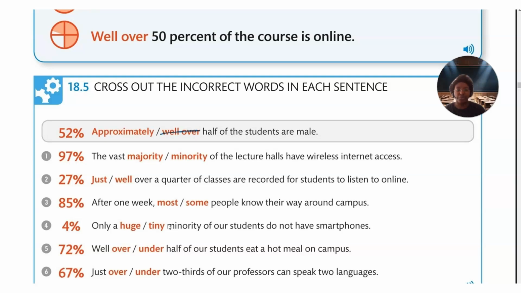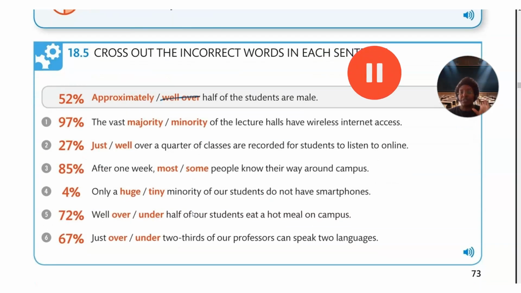Now you have a chance to work with these words. You have to cross out the incorrect word in each sentence. So what is wrong, we're going to cross off. The first one is done for you. Go ahead now and you can actually pause the video and do it yourself and then come back and see if you got it right.